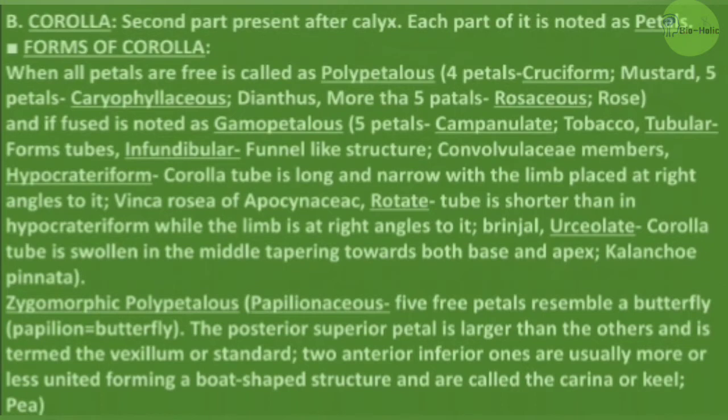Now the second part is corolla. That is the second part, present inside the calyx. Each part of it is noted as the petals. There are many forms of corolla. Those are caryophyllaceous, gamopetalous, infundibular, hypocrateriform, rotate, urceolate, zygomorphic, polypetalous, according to their modifications or structure.